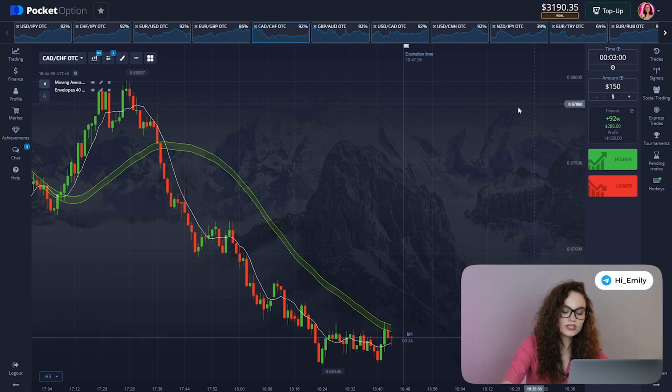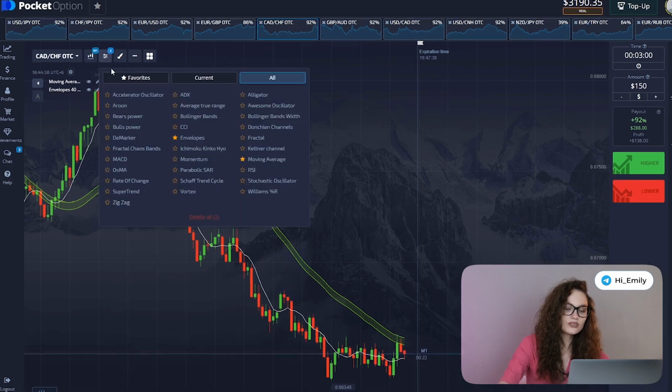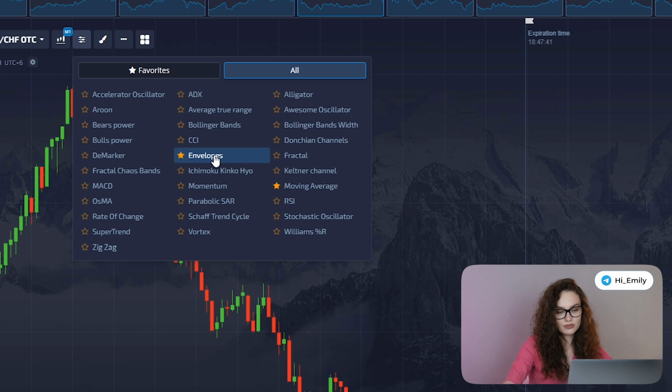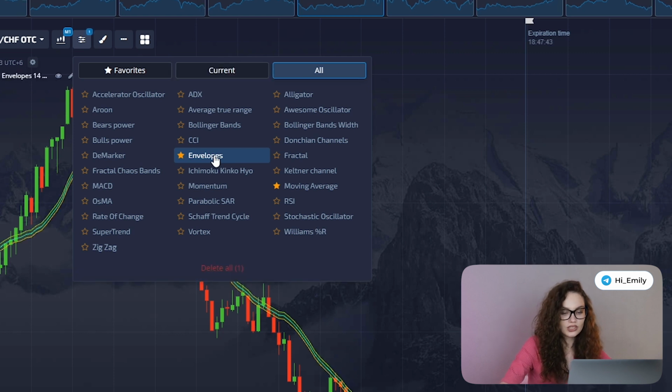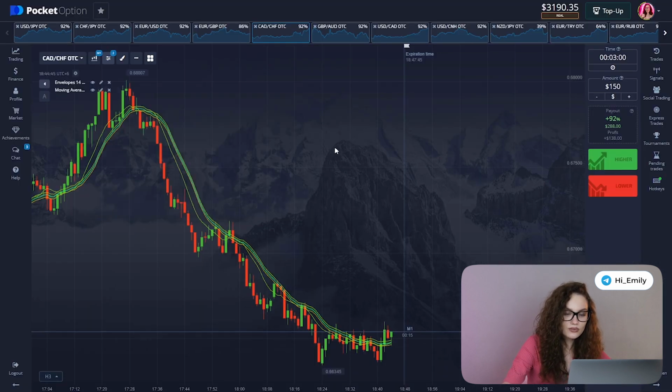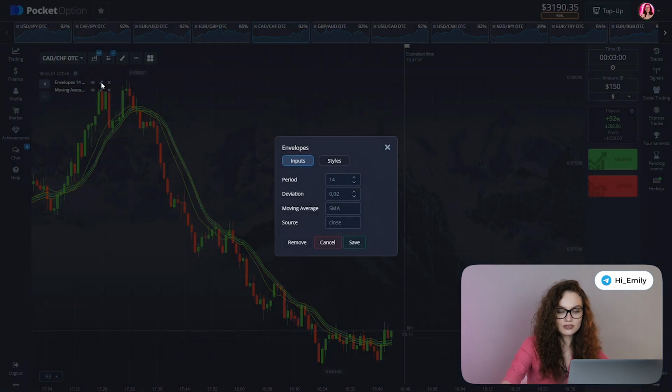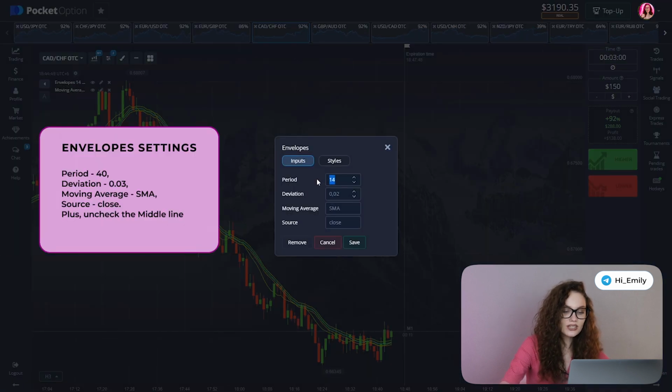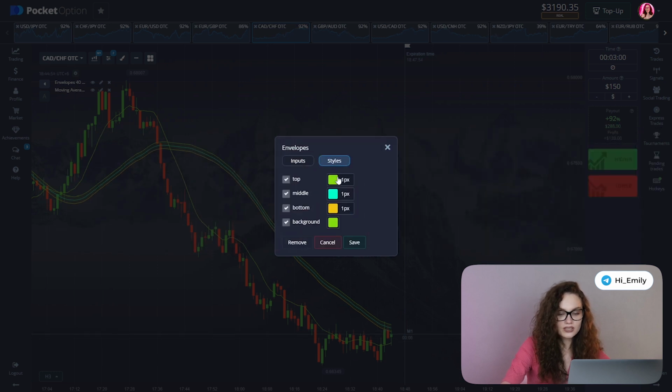Next, we go to the Indicators tab. Today we need two indicators for this strategy: envelopes and moving average. Then go to the settings of the first indicator and select the values. Period 40, deviation 0.03, moving average SMA, source close. Then go to the View tab and uncheck the middle line. In this strategy we will not need this line.